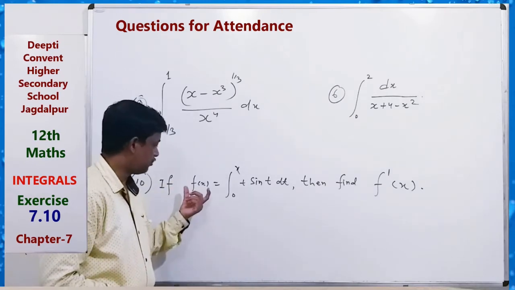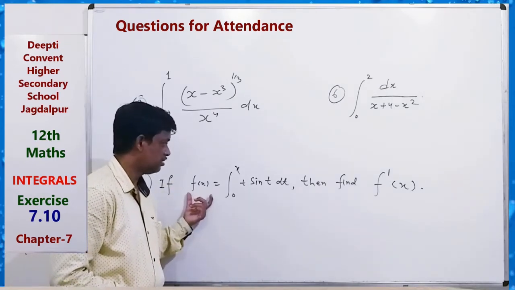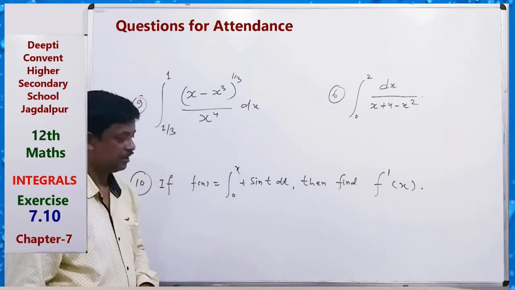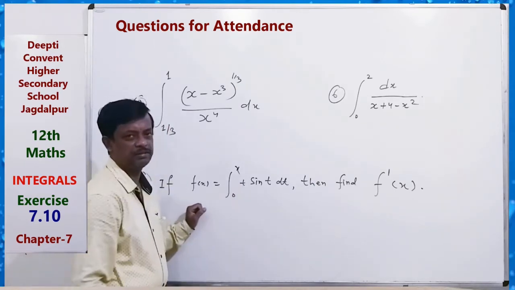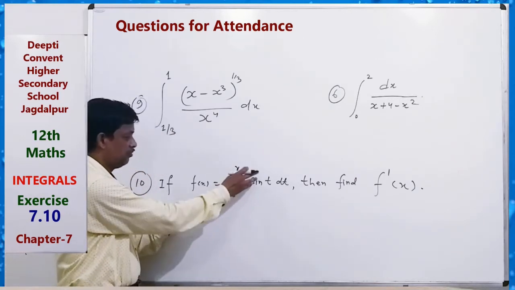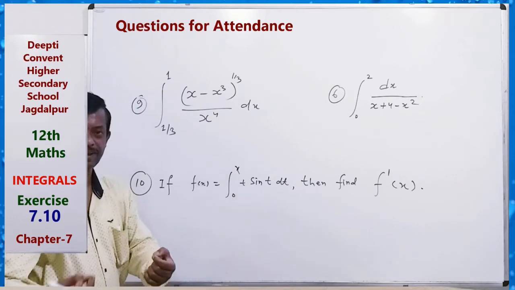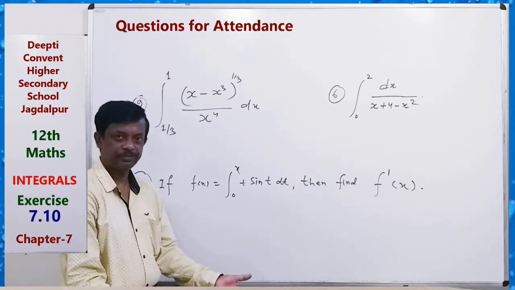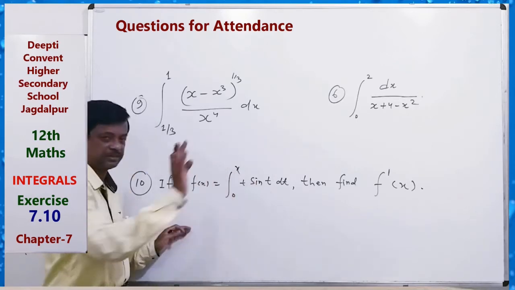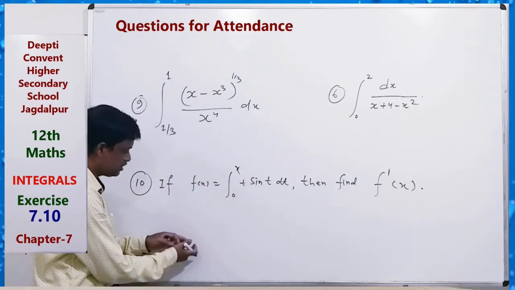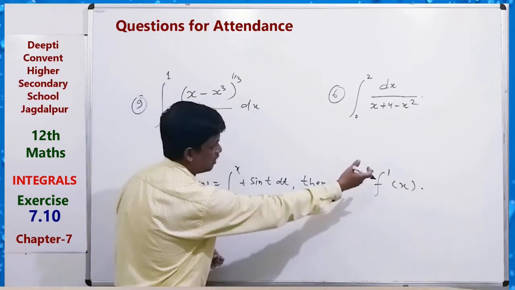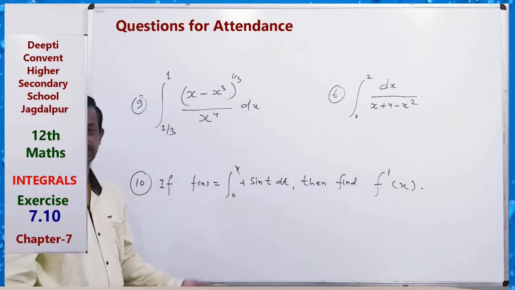So for finding fx, we have to solve this integral. This integral can be solved with limits from 0 to x, so the value will be in terms of x, that is fx. And when we get fx in terms of x, we can differentiate both sides. Then f dash x equals the result, so we can get the value of f dash x.